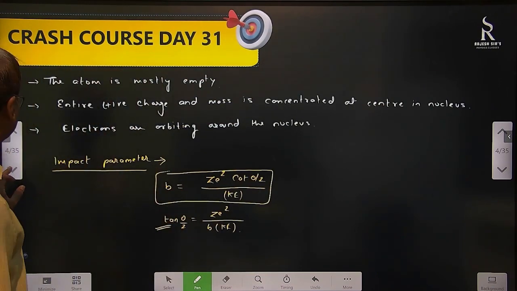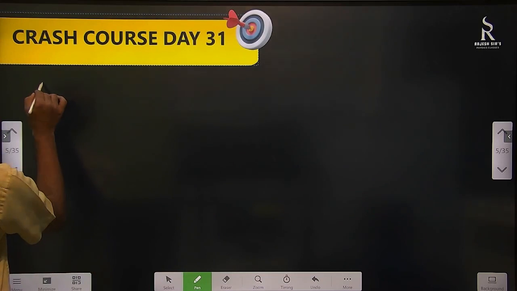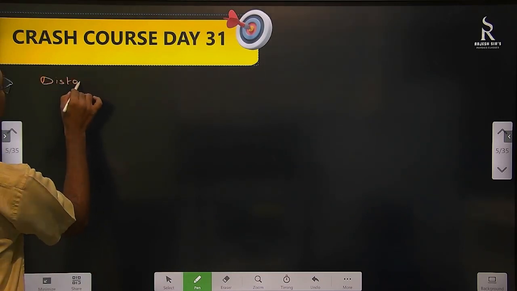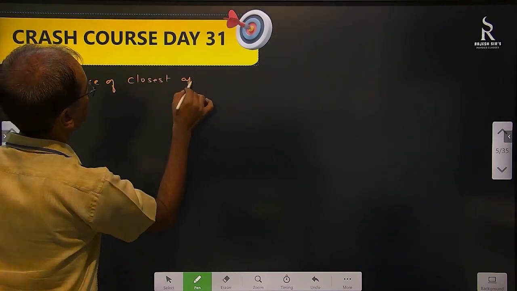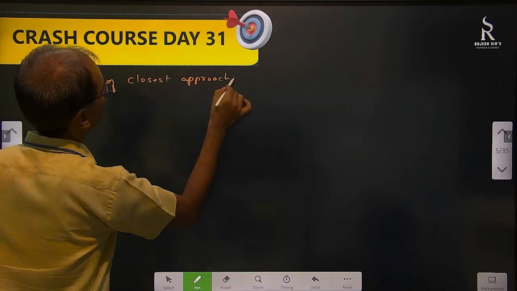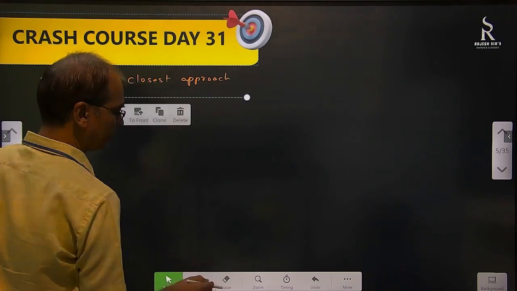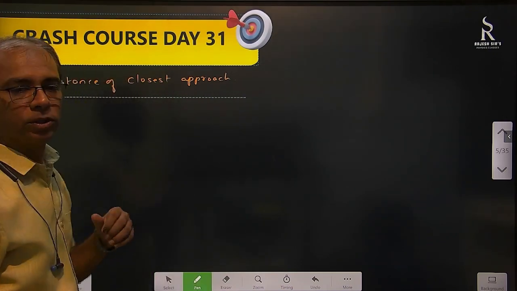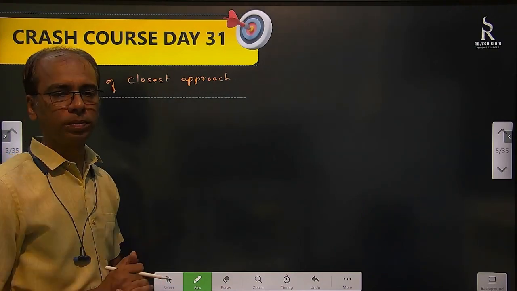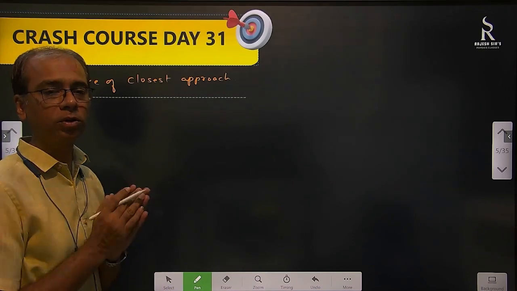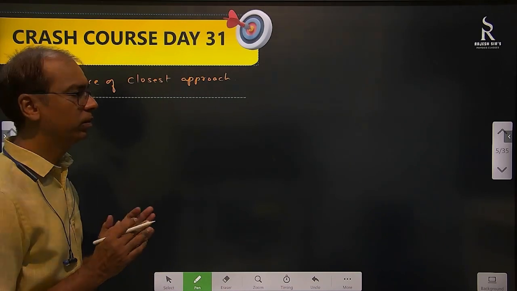Now let's see the distance of closest approach. What is that? Distance of closest approach means, for an alpha particle which is bombarded on the gold plate, how close can it go before returning back? That means we are talking about the particle which is going to return back. How close could it reach? That is what we are going to find with this.